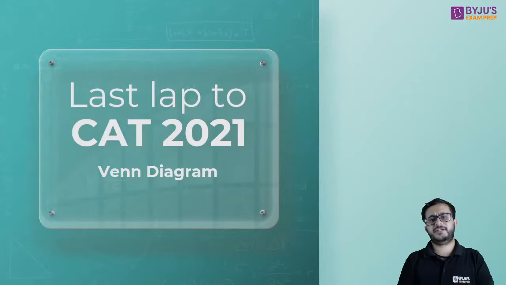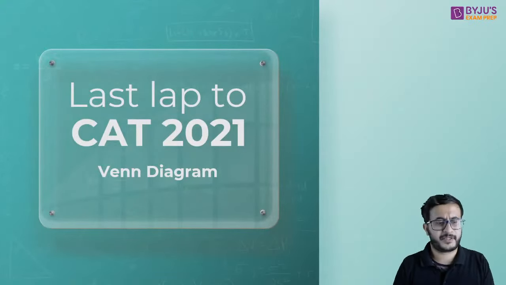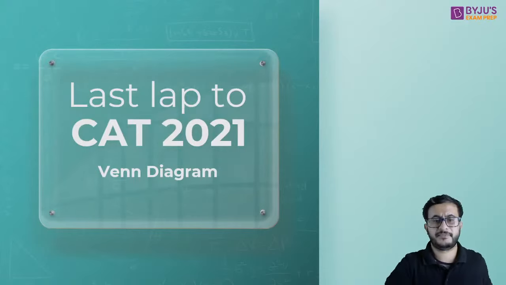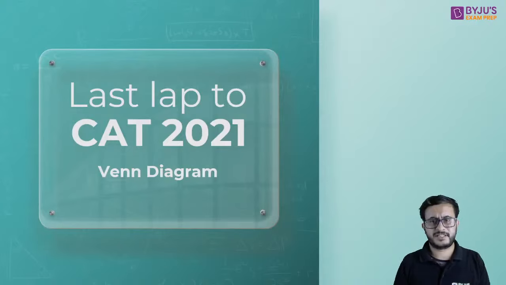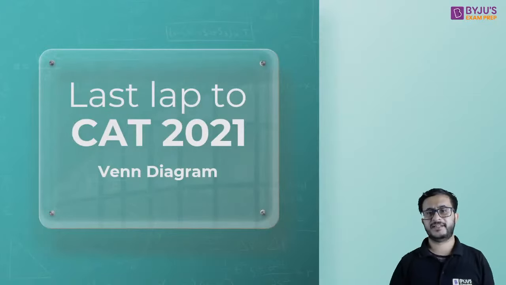So if you see the pattern for the last few years, if you've been noticing the pattern, Venn diagram is a common topic. In 2017, 18, 20 also there were sets on Venn diagrams. Venn diagrams is a common thing in CAT in the recent past. So it becomes important as it has good chances that it could be asked in the examination.